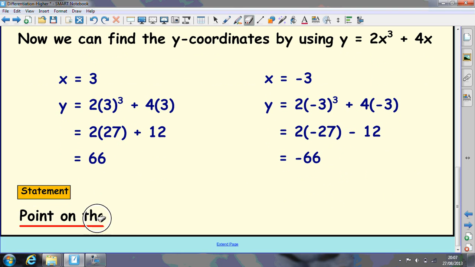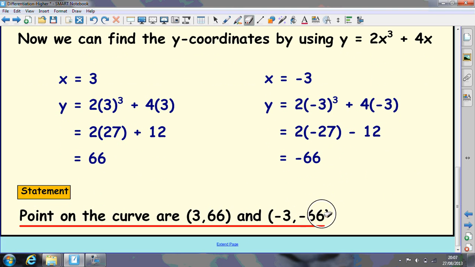So a restatement to finish off. Point on the curve, or points on the curve, are (3, 66) and (-3, -66) from here and here.